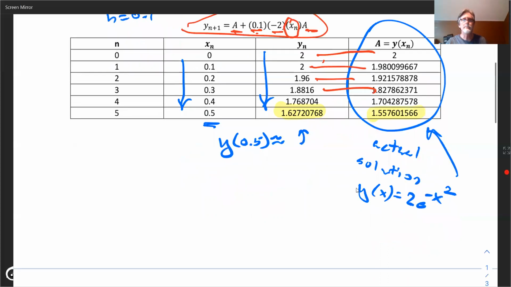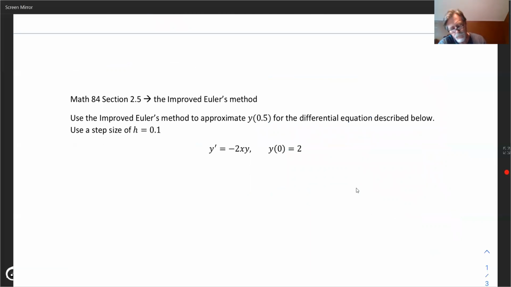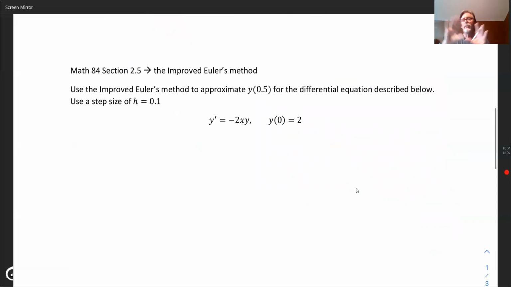Now let's go to the improved Euler method, and the improved Euler method has more moving parts. So if you want to pause and practice, note the timeline of the video and then come back and look at it again. I thought I'd just throw them together. I like it going together.